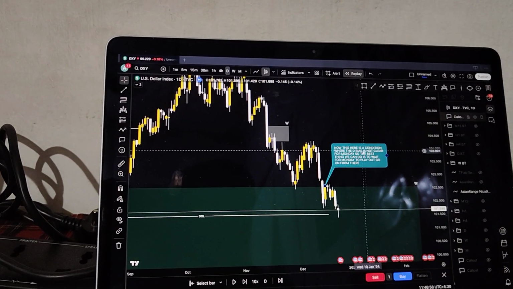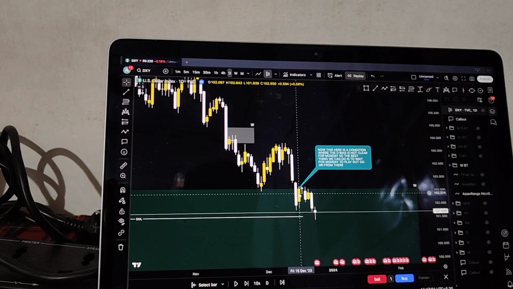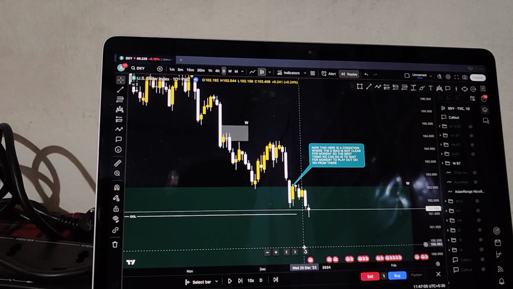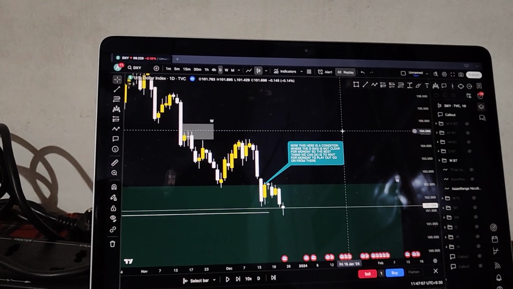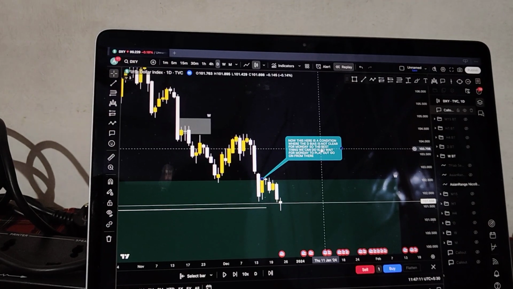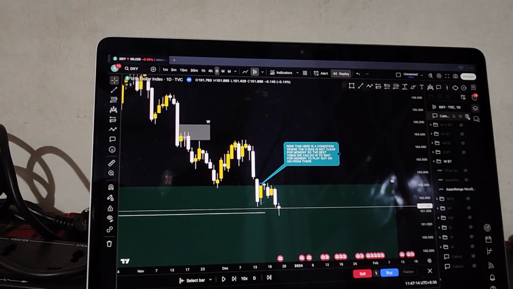Now this here is a condition where the daily bias is not clear. Obviously the daily bias was not clear, and we don't know if it will go and fill up the fair value gap or continue to the downside with the weekly bias. So that is the reason I didn't take the trade on Monday and didn't backtest that. Otherwise I would have backtested it.